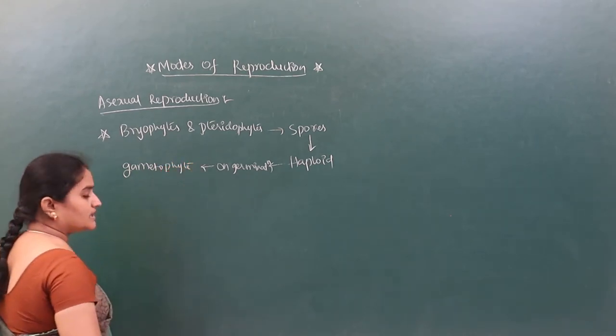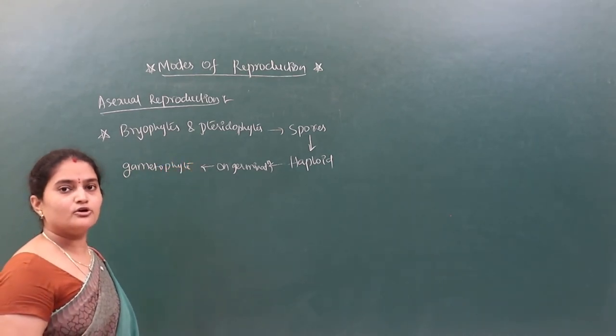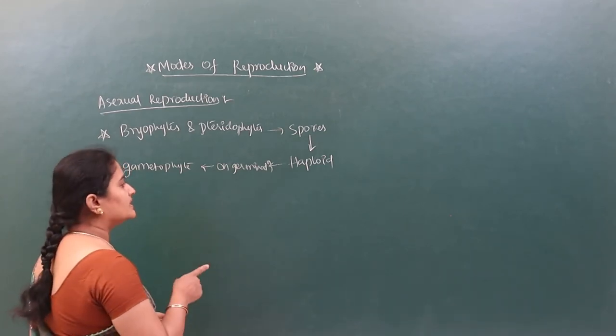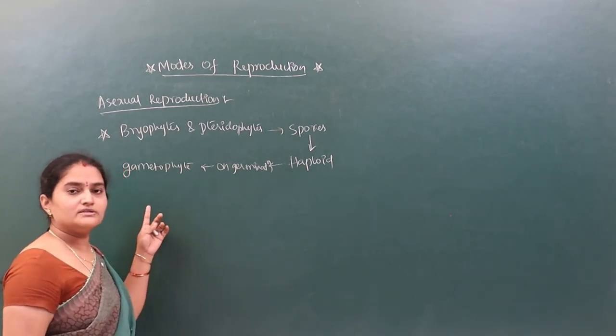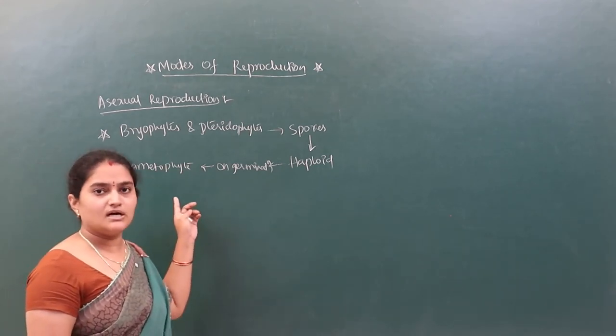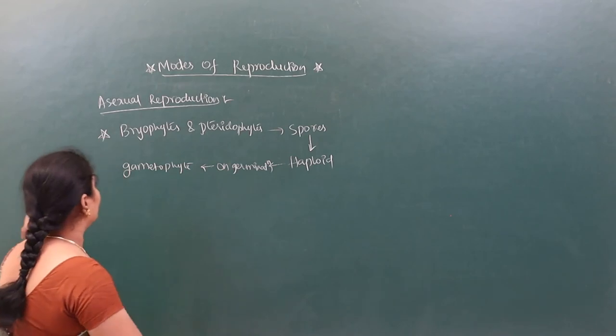So here also they will form spores, bryophytes and pteridophytes. But these spores are haploid in nature. Because of that, on germination, they will give rise to a gametophyte. The gametophyte is always a haploid one.